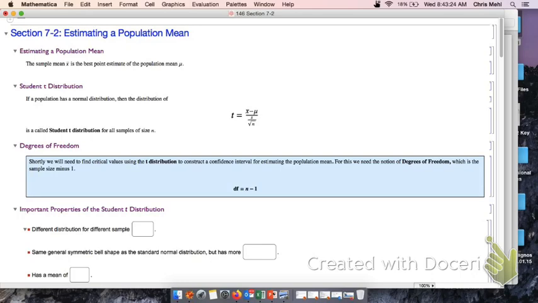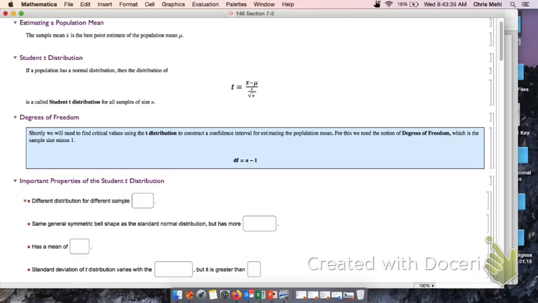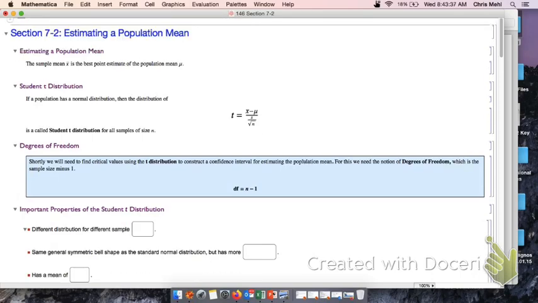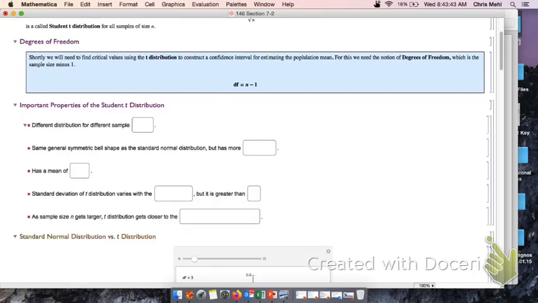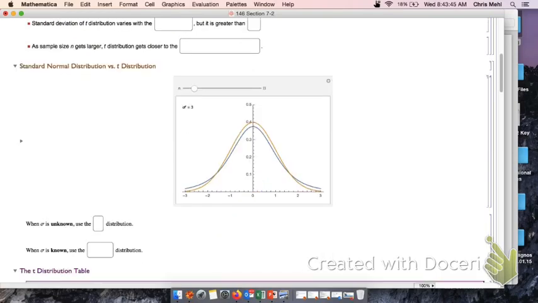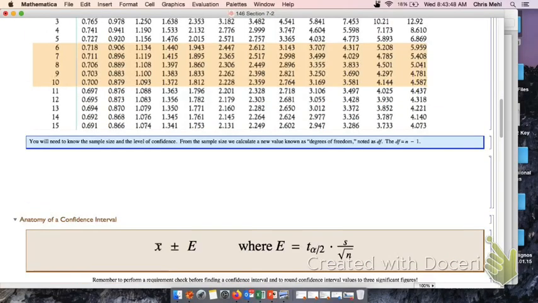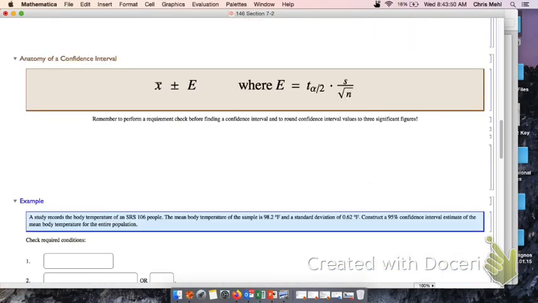On Monday we started going over section 7.2, estimating a population mean, and we talked a little bit about the t-distribution that we use. I passed out a t-table in class, and we talked about properties of the student t-distribution, and our main activity was building confidence intervals.